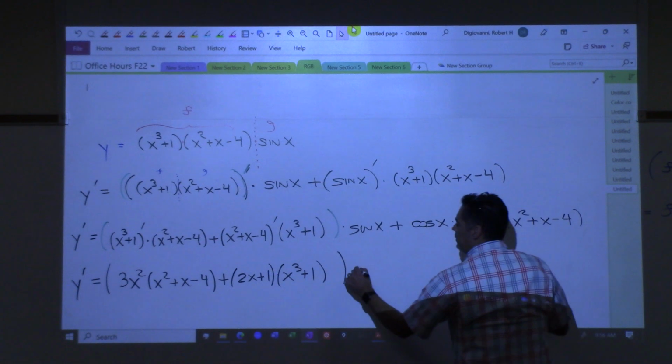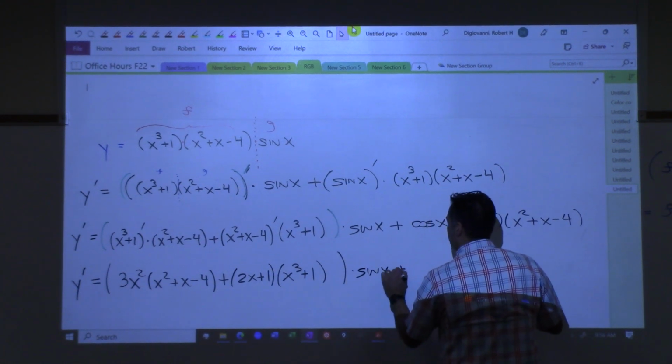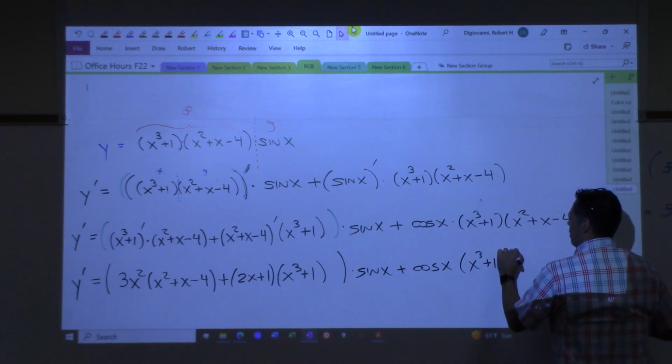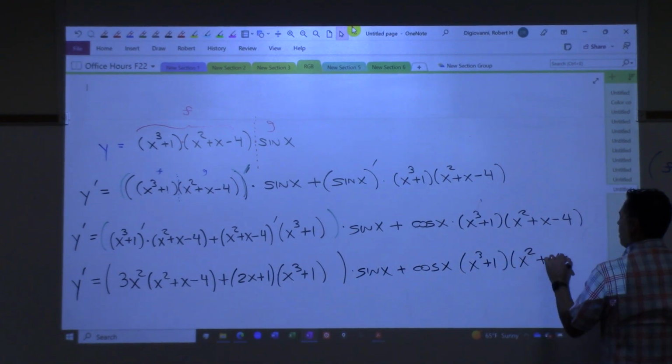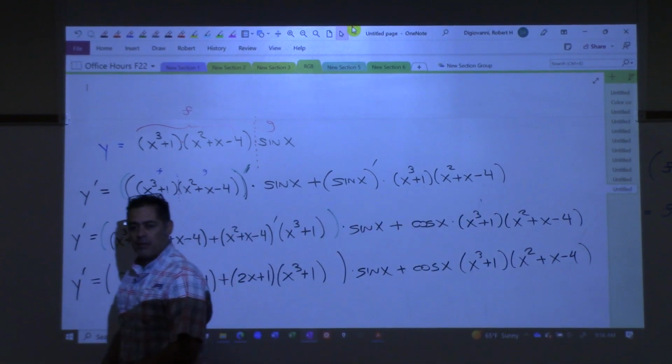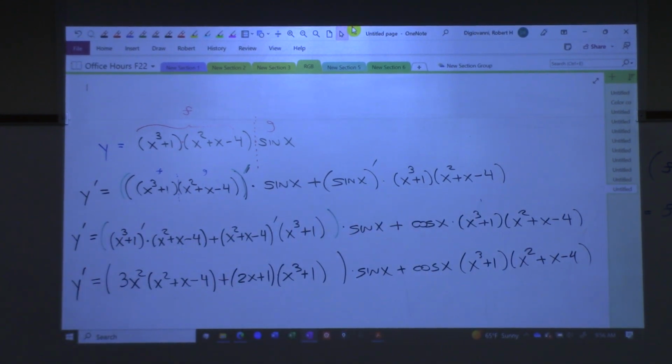All right, and then just rewrite everything else, right? Times sine x plus cosine x, x cubed plus 1, and then x squared plus x minus 4. There it is. This is our raw derivative. Right? There's no more primes anywhere. We've taken all the derivatives we needed to.